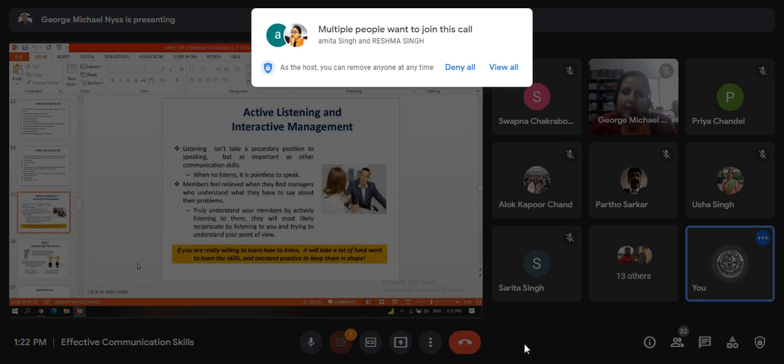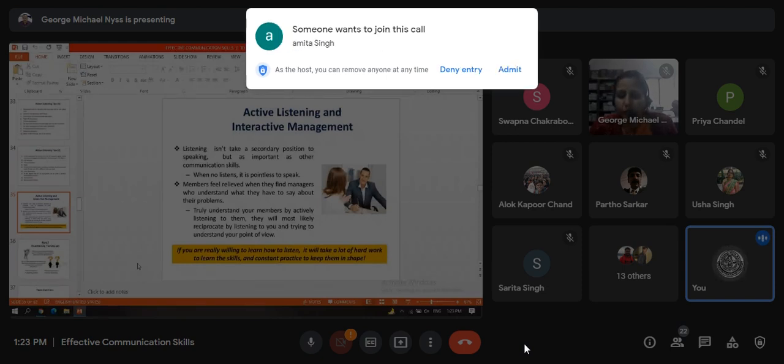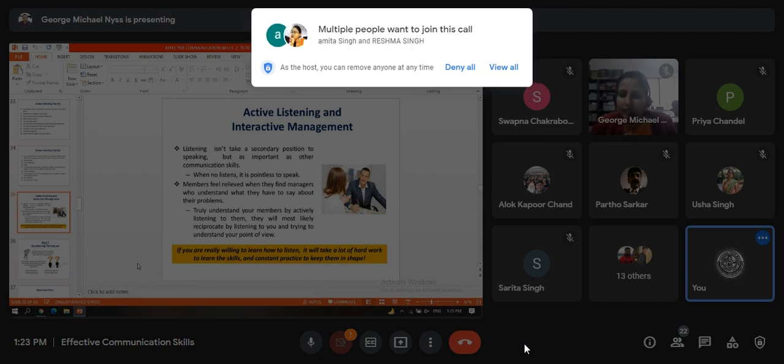Next, we'll discuss active listening and interactive management. What is active listening? Have a look. Listening does not take a secondary position to speaking, but is as important as other communication skills. When no one listens, it is pointless to speak. Members feel relieved when they find managers who understand what they have to say about their problems. Truly understand your members by actively listening to them. They will most likely reciprocate by listening to you and trying to understand your point of view. If you're really willing to learn how to listen, it will take a lot of hard work to learn the skills and constant practice to keep them in shape.